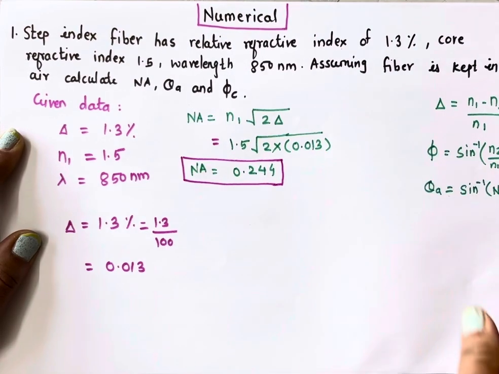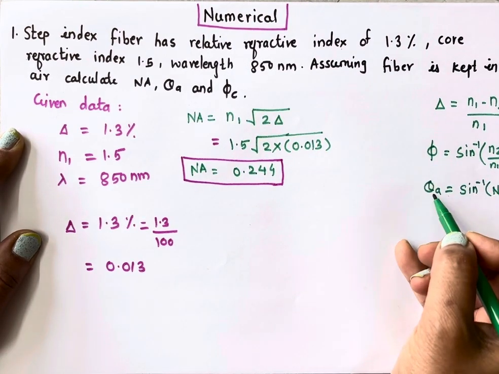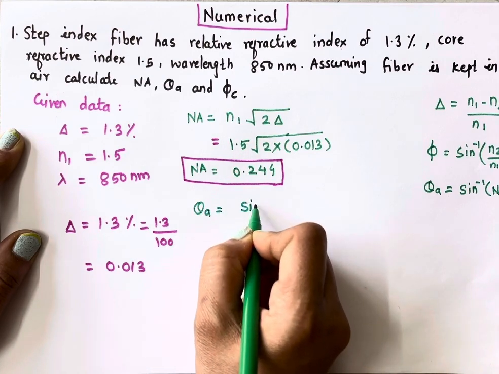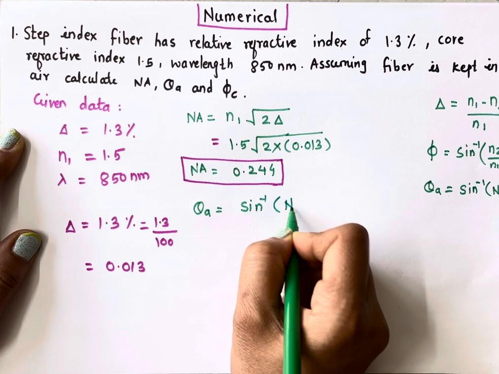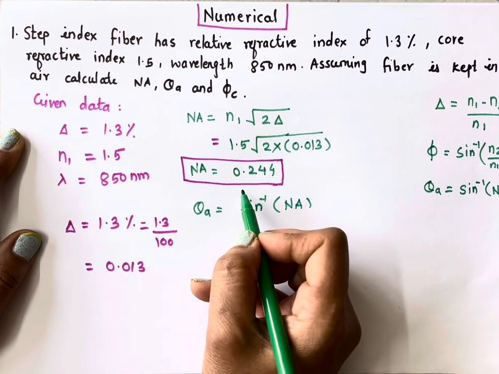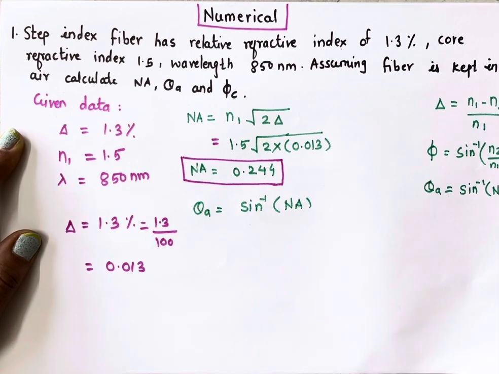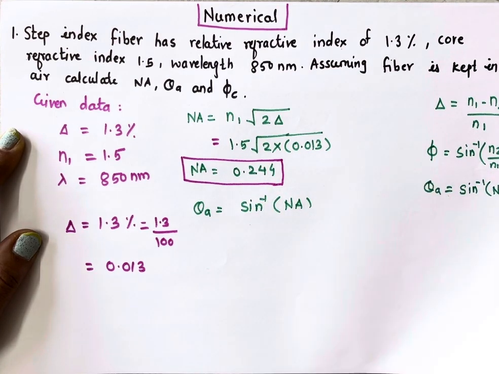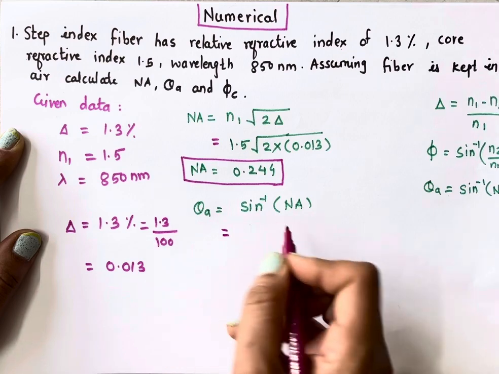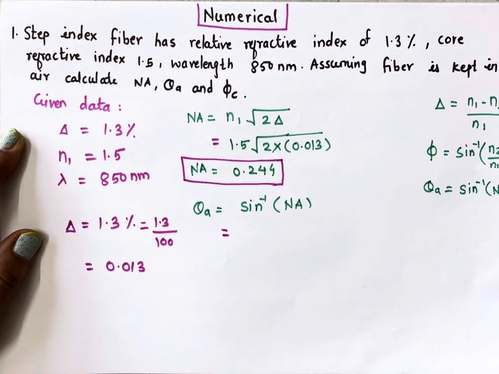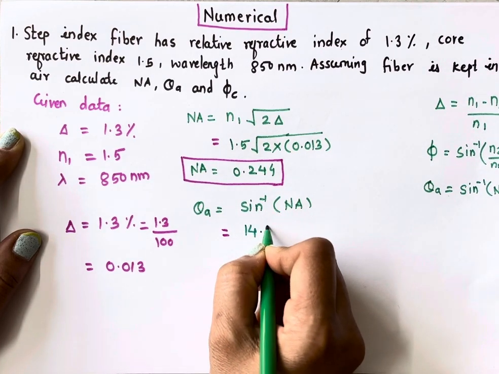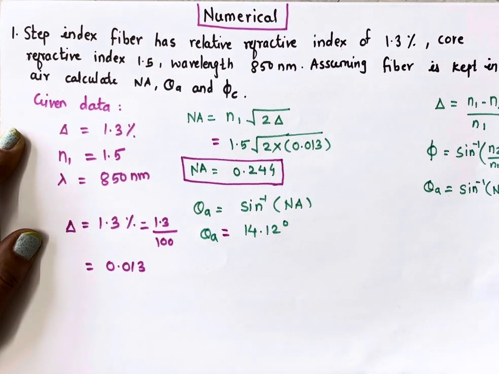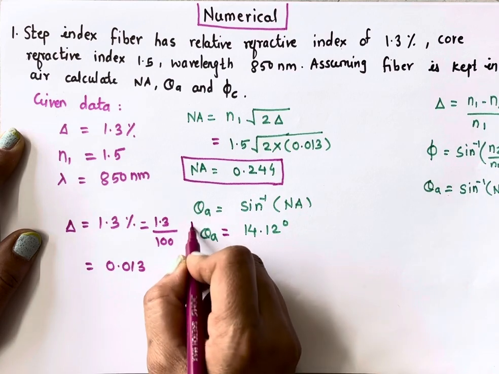Next is the angle of acceptance, theta A. Theta A is equal to sine inverse of the numerical aperture. Now we have the value of the numerical aperture. By substituting this value, sine inverse of 0.244, the angle of acceptance becomes 14.12 degrees. Now we have the value of the acceptance angle also.